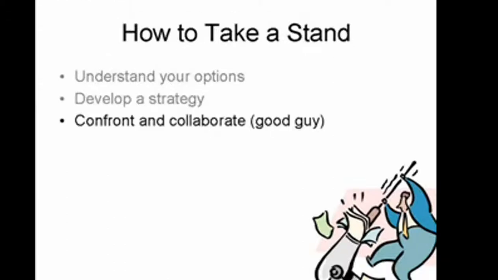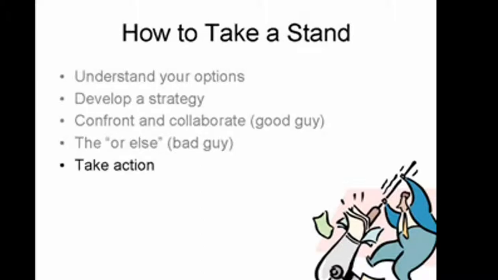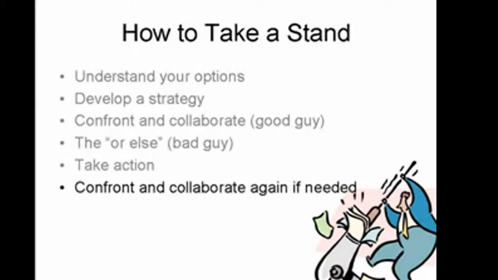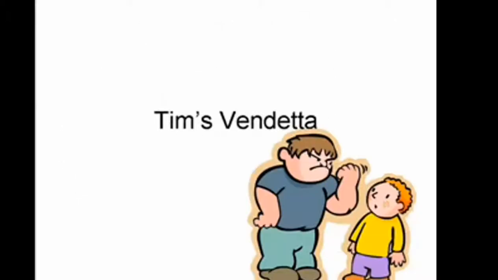Confront and collaborate is a good point. The "or else" is bad. Take action. Another point is confront and collaborate again if needed. Persevere. There are types, for example, teams, vendetta.